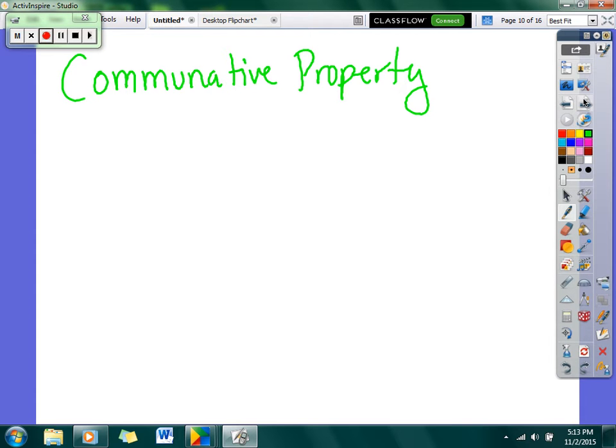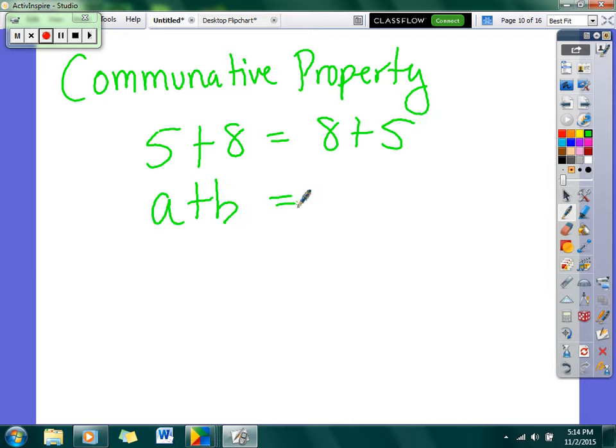So for example, it says changing the order of addends or factors does not change the sum or product. So there's definitely some vocabulary words. For example, if I have 5 plus 8 equals 8 plus 5. If you see, I changed the order of 5 and 8 over the plus sign. That's the commutative property. Both answers I get 13, okay? I can substitute A plus B is going to be the same as B plus A. That's the commutative property, okay?